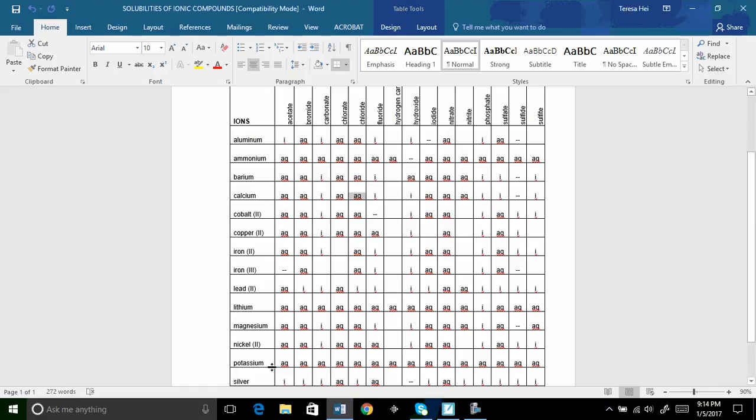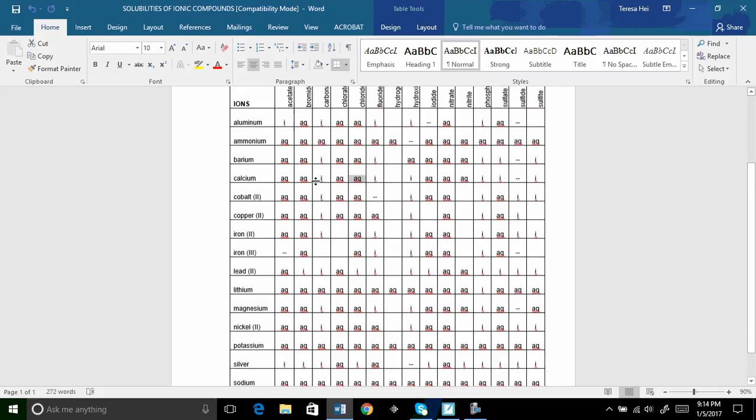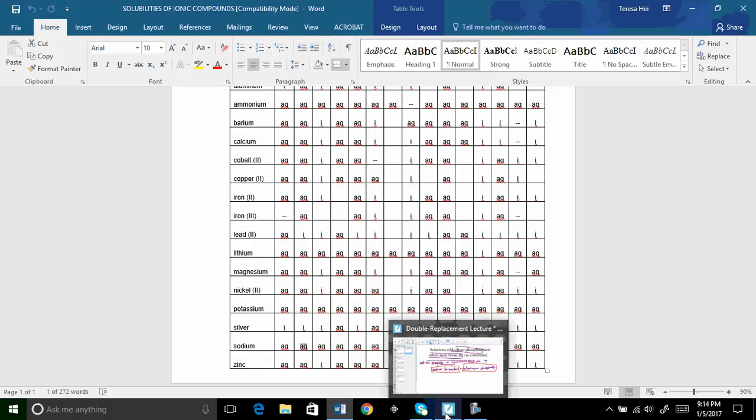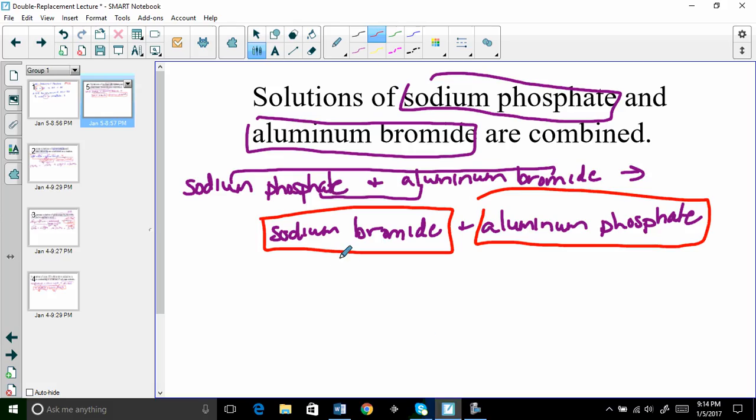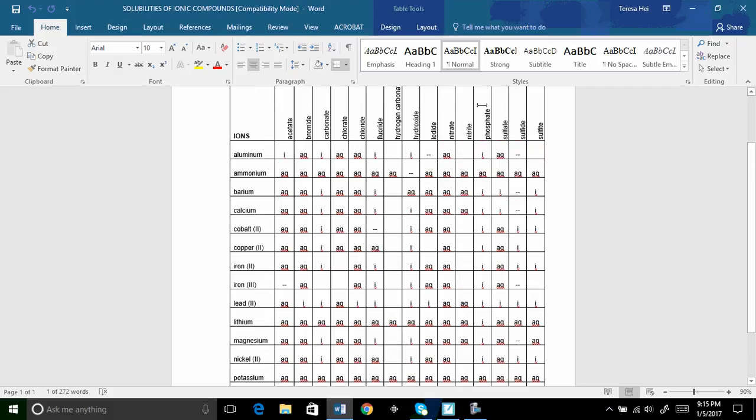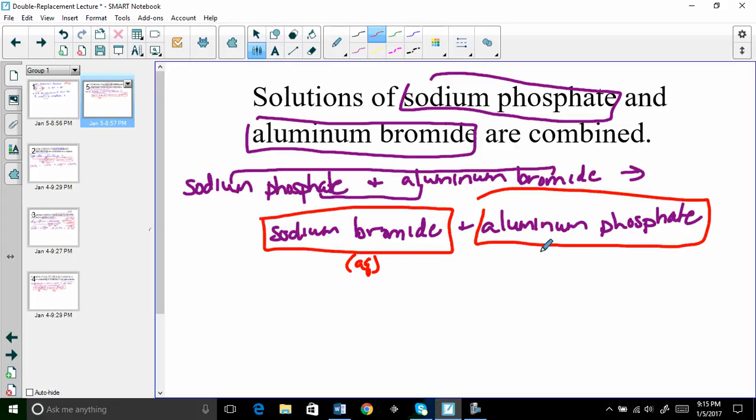Now, sodium is right here. It's in alphabetical order. Bromide is here. Sodium bromide has an AQ. Okay, so I'm going to go back here. This is AQ. Okay, I'm checking for a precipitate. That's not a precipitate. Aluminum phosphate, aluminum is up here on the top, phosphate. Aluminum phosphate, if I highlight it, it has an I. And so this is insoluble. That means it's a precipitate.